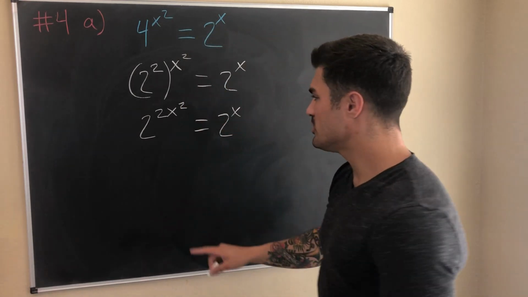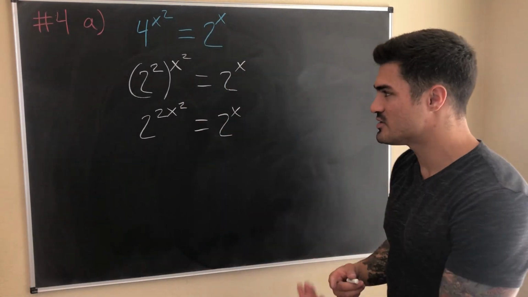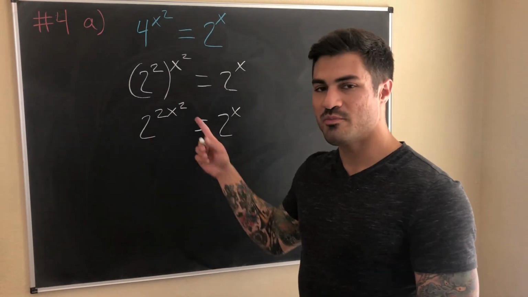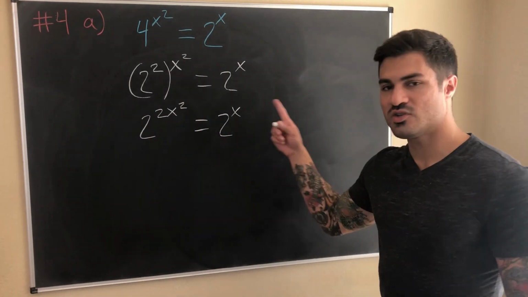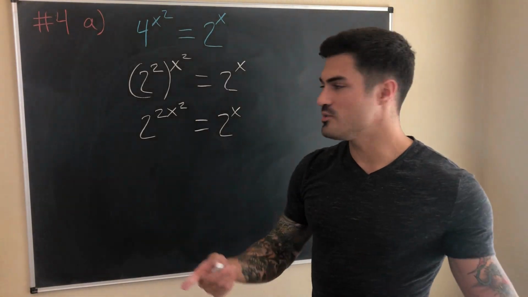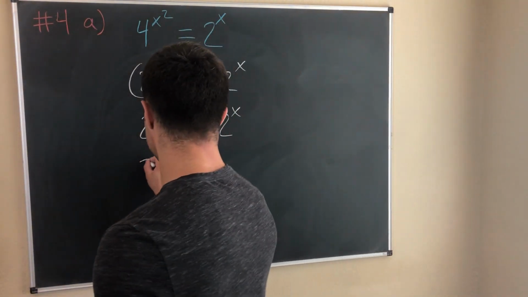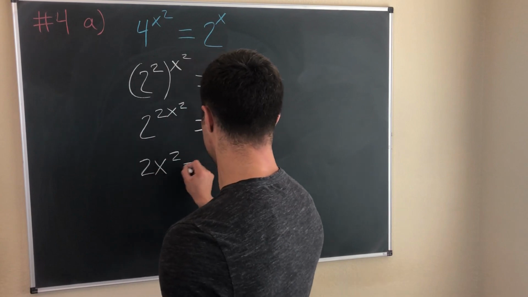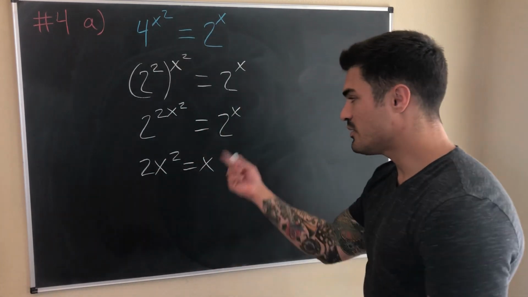And why do I care so much about these same bases? Well, what I can do here is I can say we have 2 to some power equals 2 to some power. The only way for this to be true is for these powers to be equal. So we can just disregard the bases and solve this simple quadratic equation, 2x squared equals x. So now we have a simple equation.